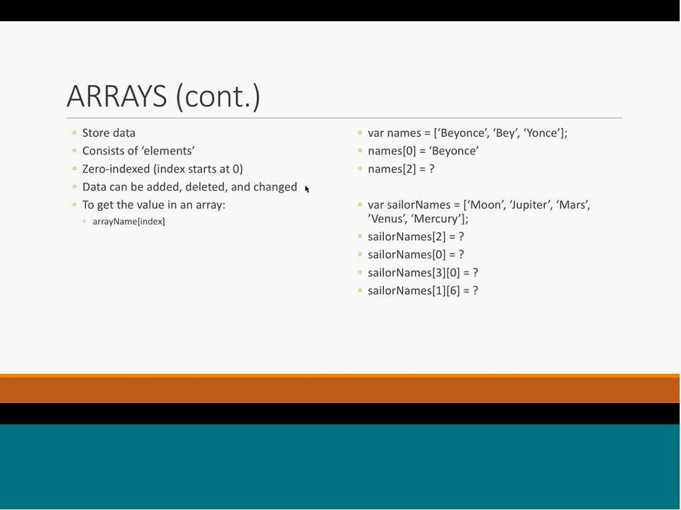So going back to arrays again, they're used to store data. They consist of elements, they are indexed, and we can change, delete, and add. Similar to strings, to get a value in an array, you have the array name, the square brackets, and the index number that you want. So, for example, we look over here on this page.